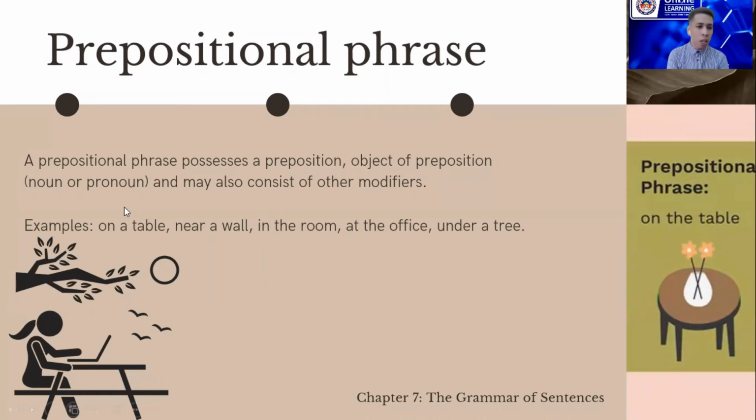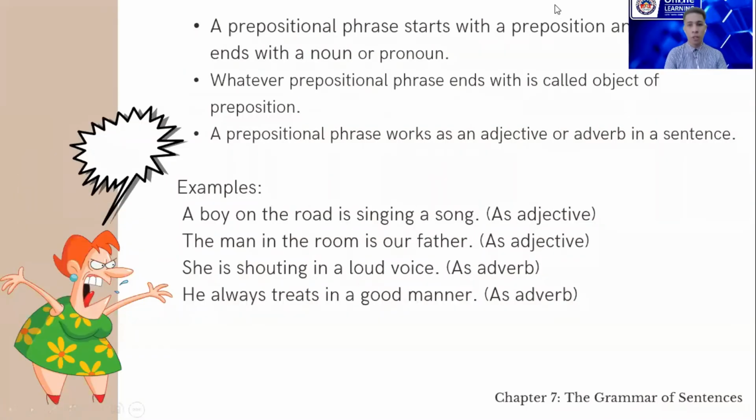So if you notice, if you pointed out a specific preposition, and then you see a subject, you see an object, that is already the prepositional phrase. So these are the prepositional phrases. Take a look at the example, another definition. It starts with a preposition and mostly ends with a noun or a pronoun. So you need to see first the preposition and then you will see a noun or a pronoun.